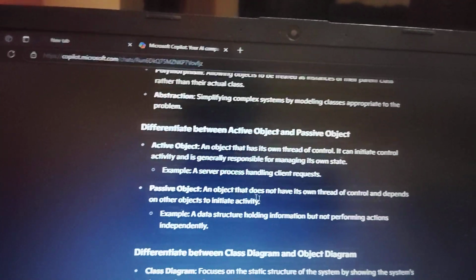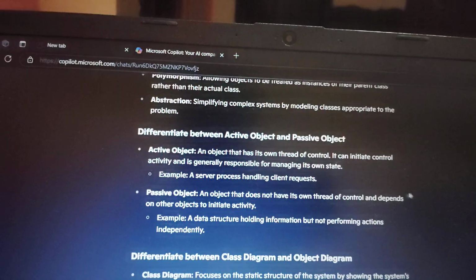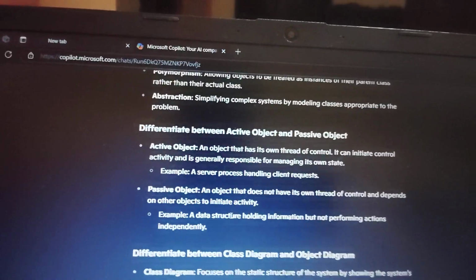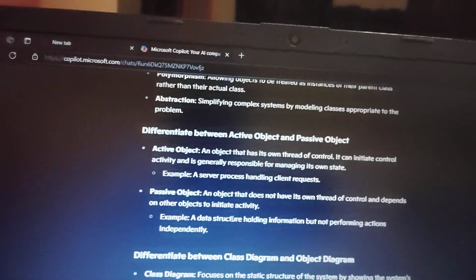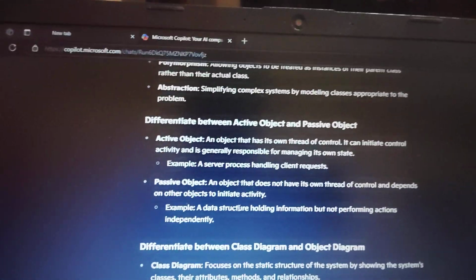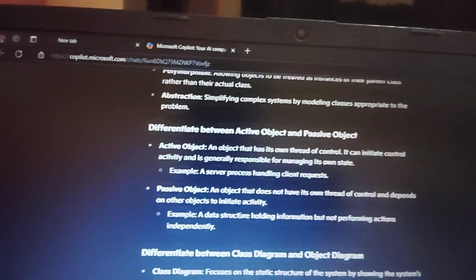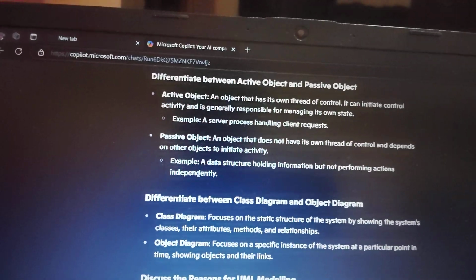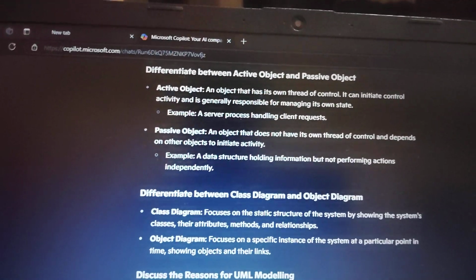Passive means an object that does not have its own thread of control. It depends on others. Active object is self-controlled; passive object depends on other objects. Example: a data structure holding information but not performing actions.